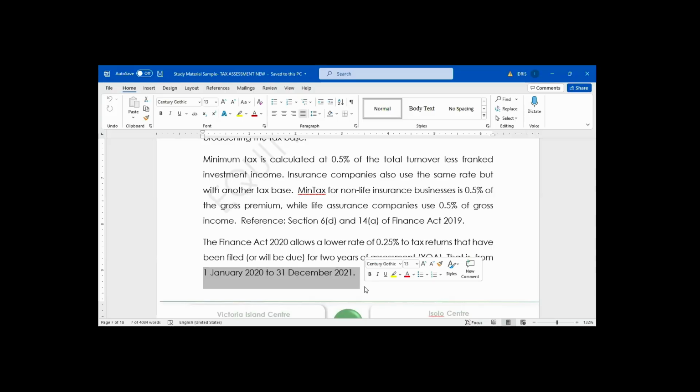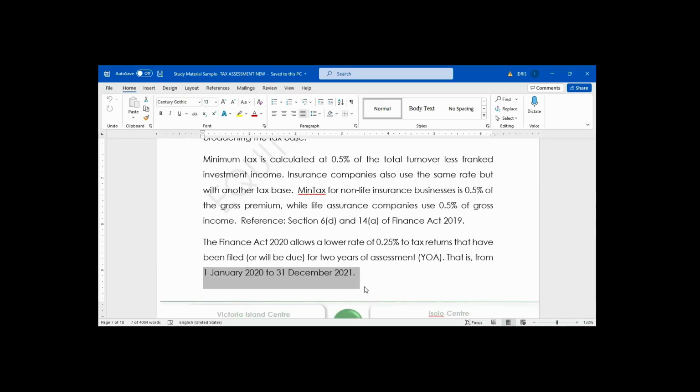Minimum tax is computed on turnover. So it's based on their turnover. The turnover you make in a year as a company, 0.5% of it, less franked investment income. That will be your minimum tax amount.